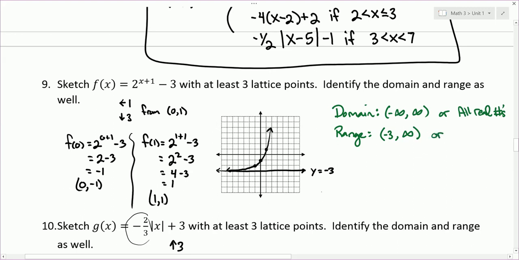How can we write an inequality for everything bigger than -3? We're talking y values. Y is greater than -3.